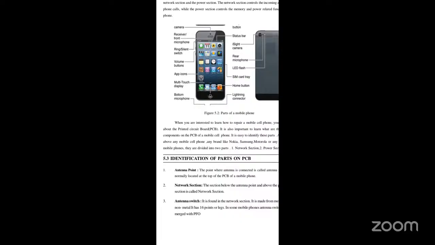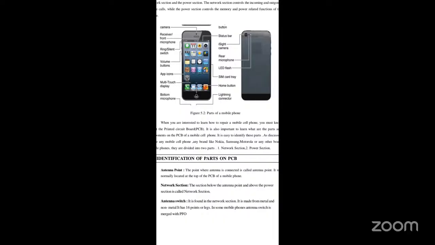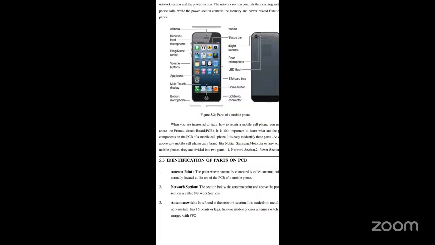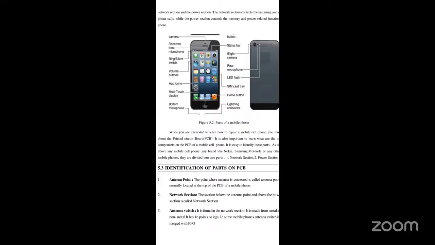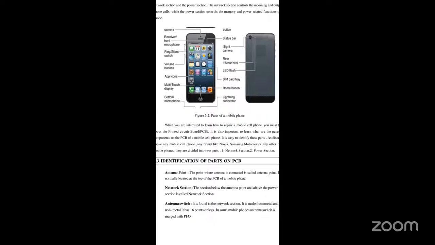Network section. The section below the antenna point and above the power section is called the network section. Antenna switch is found in the network section. It is made from metal and non-metal. It has 16 points or legs. In some mobile phones, the antenna switch is merged with the PFO.